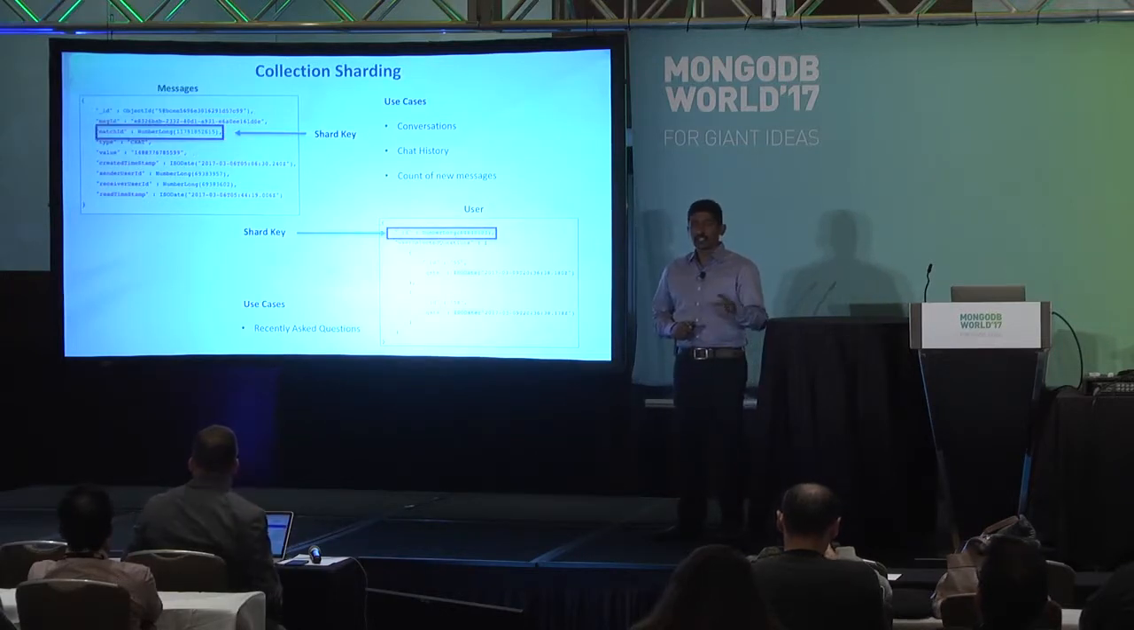Collection sharding. The message collection is sharded by the match ID, and the user collection is sharded by the user ID because that's very user-centric.